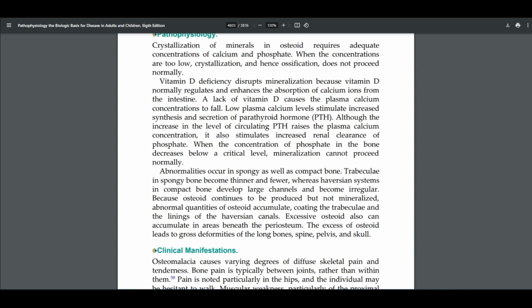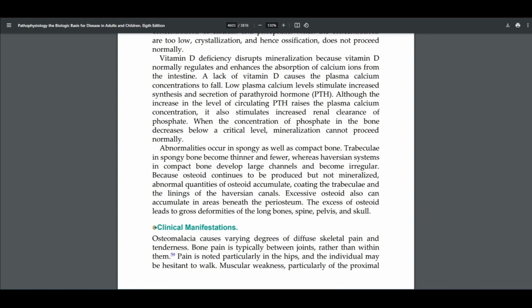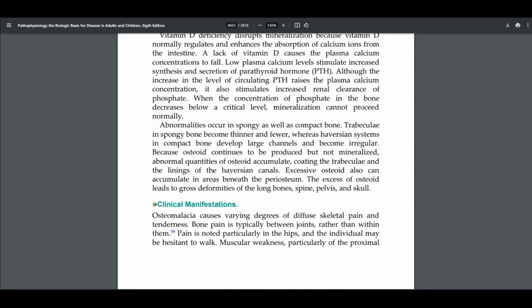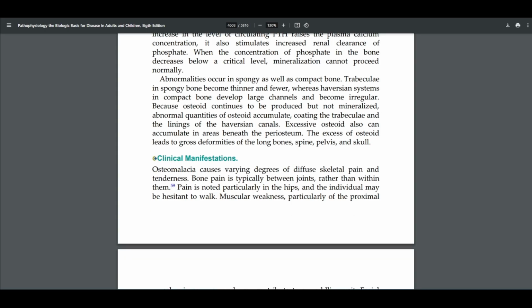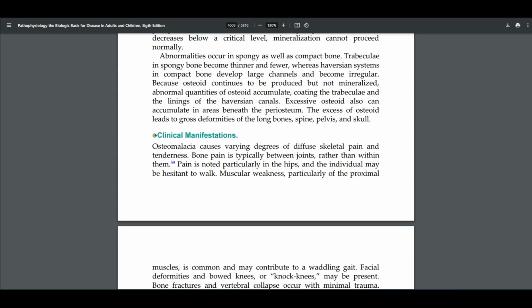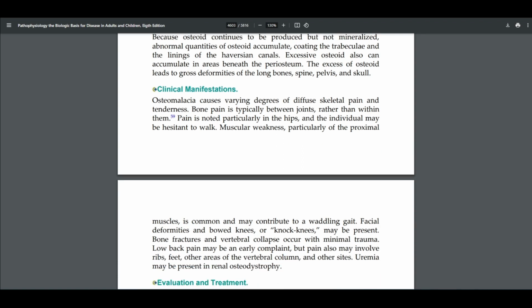Abnormalities in the spongy as well as compact bone: trabeculae in the spongy bone become thinner and fewer, whereas haversian systems in compact bone develop large channels and become irregular. Because osteoid continues to be produced but not mineralized, abnormal quantities of osteoid accumulate, coating the trabeculae and the lining of the haversian canals. Excessive osteoid also can accumulate in areas beneath the periosteum.